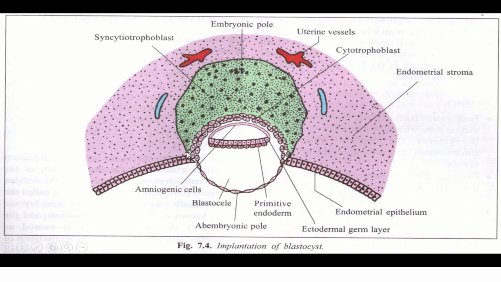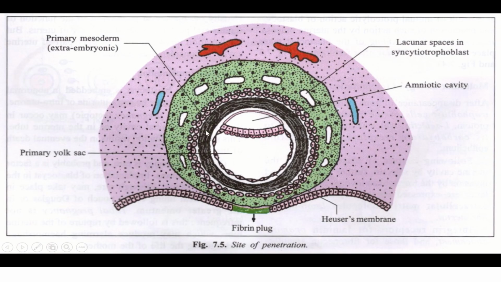You can see the implantation is half complete. You can see this is the embryonic pole. This will be the embryonic pole. You can see the amniotic cavity covered by the embryonic cells. Here you can see the implantation is complete and the site of implantation is closed by the fibrin plaque. This green one will be the syncytial trophoblast and this will be the cytotrophoblast. You can see the amniotic cavity, primary yolk sac. You can see the bilaminar germ disc. That means it's already in the second week.